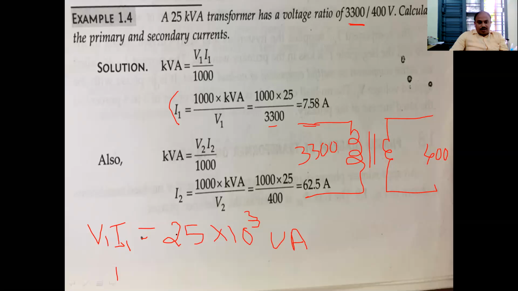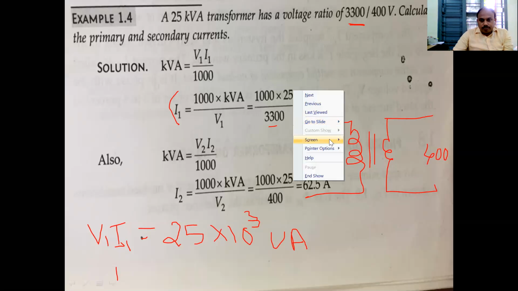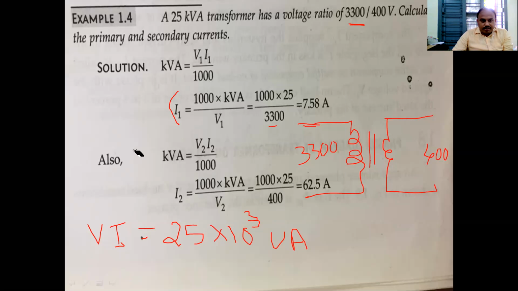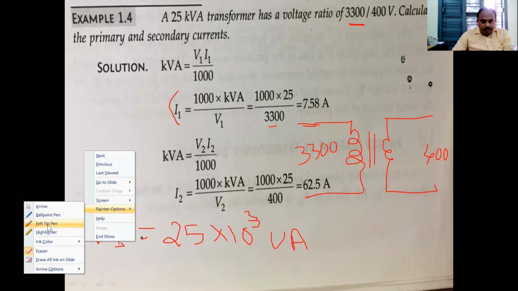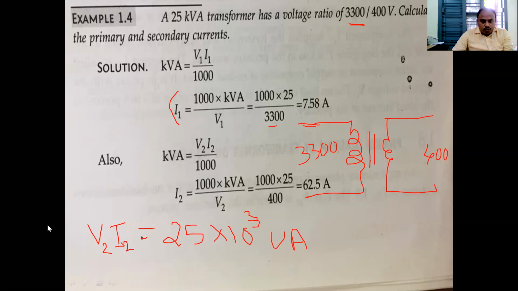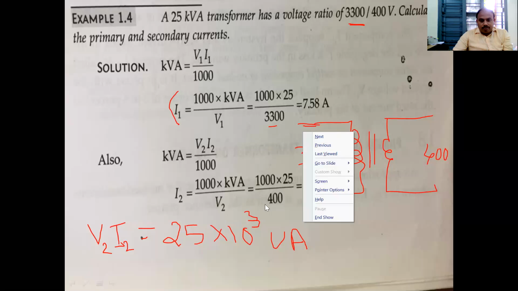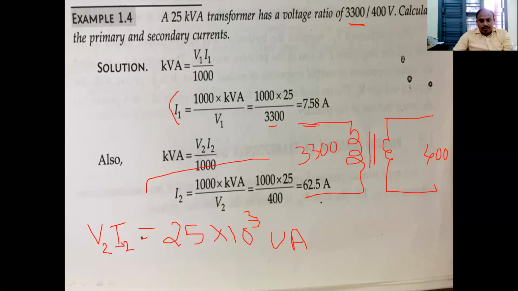Similarly, for the current on the secondary circuit, V2 I2 equals the same power. The transformer's primary and secondary coils have the same voltage into current rating. So similarly, if you want the secondary current, V2 I2 equals 25 into 10 power 3. So I2 equals 25 into 10 power 3 divided by the V2 value. The V2 value equals 400 volts.